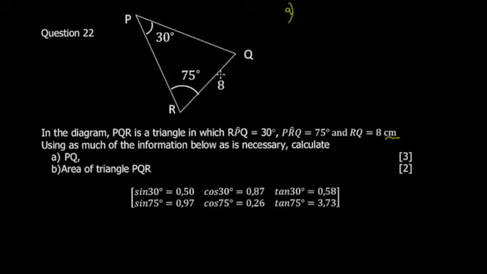So part A, we have to find PQ. Whenever you have a triangle, just look at it this way. If it's a right angle triangle, you use trigonometrical ratios or Pythagoras theorem. If it's not a right angle triangle, you can use cosine rule or sine rule.